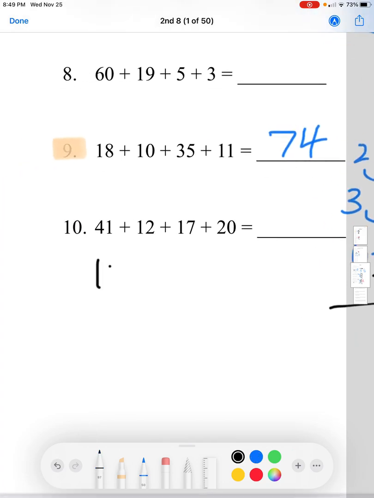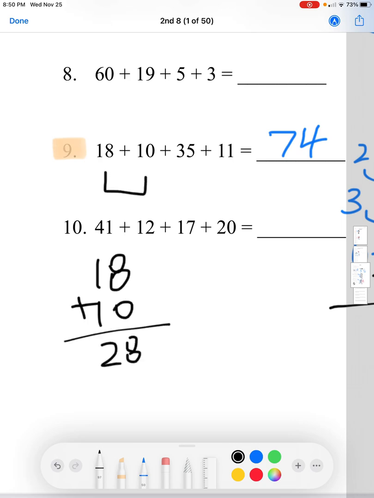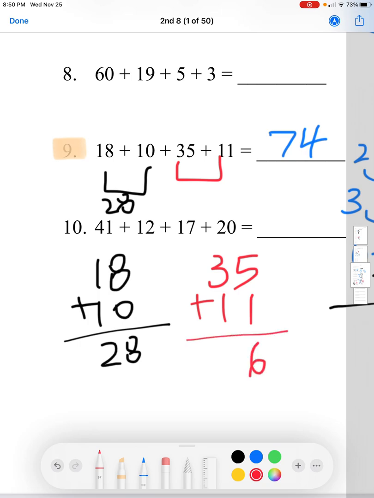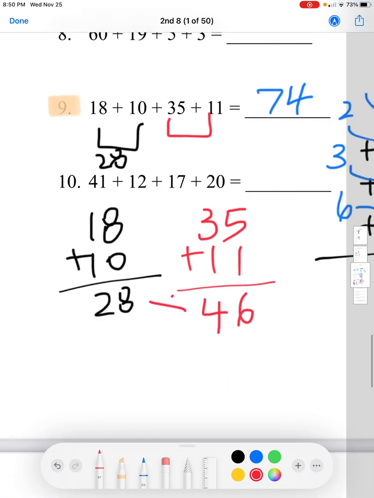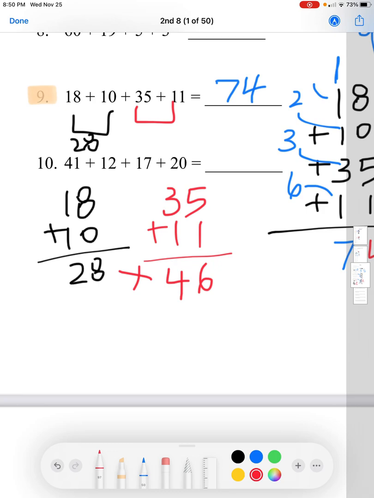We can do 18 plus 10 first. 8 plus 0 equals 8. 1 plus 1 equals 2. Add these two, which equals 28. And then add these two, 35 plus 11. 5 plus 1 equals 6. 3 plus 1 equals 4. And then add these two together.